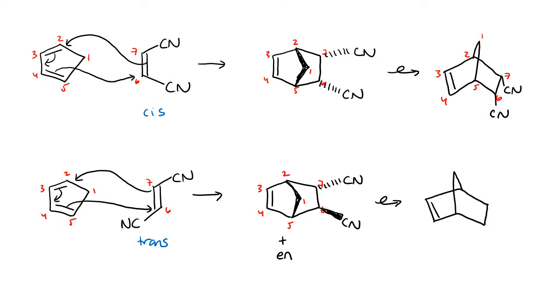Now our cyano group that is a wedge will be in the exo position. The one that is a dash will be in the endo position. So with the trans alkenes, we really can only get one of those electron withdrawing groups following the endo rule. But since we have to maintain that stereochemistry, one of the groups will have to be in the exo position.